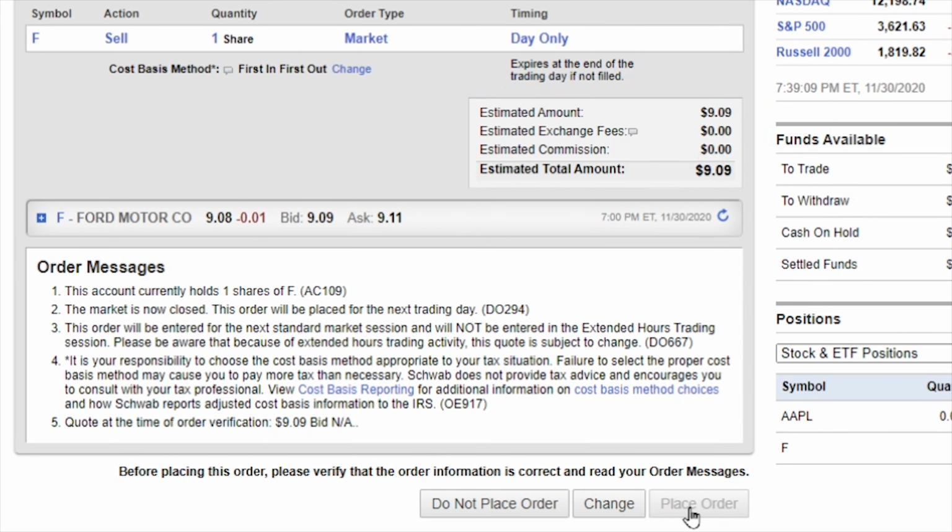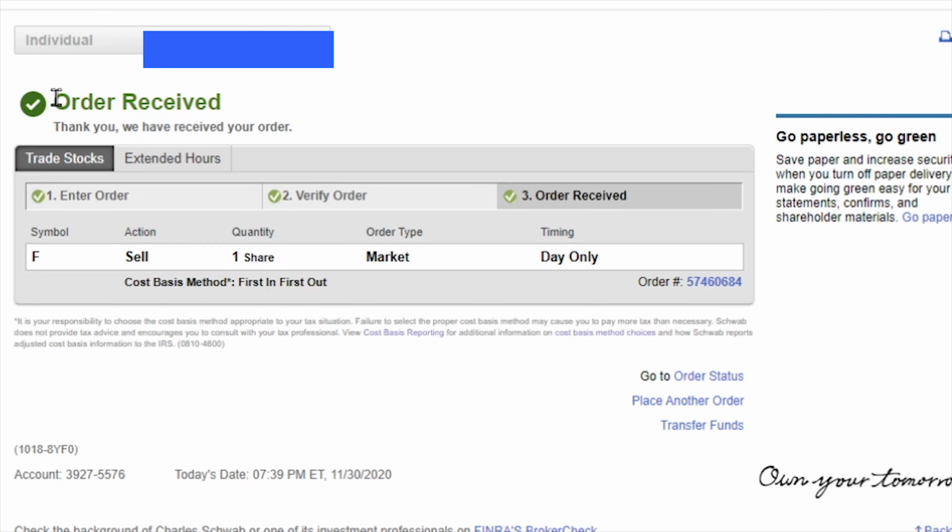So once we place that order, it is going to show right up here that the order has been received, and at the next available business time for the stock market, they are going to have that stock sold, and that money is going to be deposited and available for us in our account to either buy more stocks or withdraw that money from Charles Schwab.